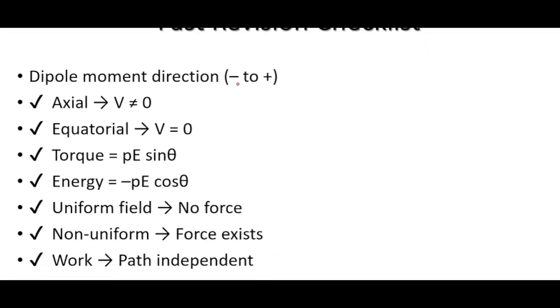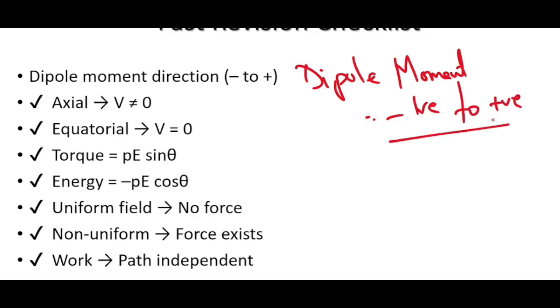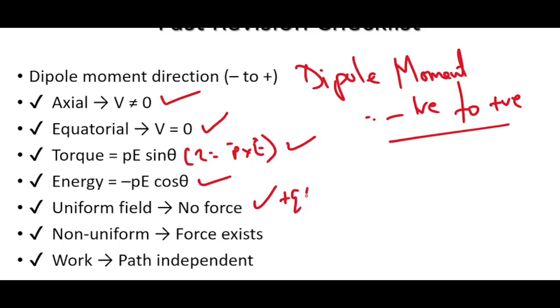So this is how you get potential energy. Fast revision checklist: dipole moment direction is always negative to positive. Axial V is not equal to 0; equatorial V is equal to 0. Torque is P sin theta, tau is equal to P cross E. Energy is minus P cos theta. In a uniform field there is no net force, because QE and minus QE sum to 0. In a non-uniform field it is not 0, so force exists. Work is always path independent.